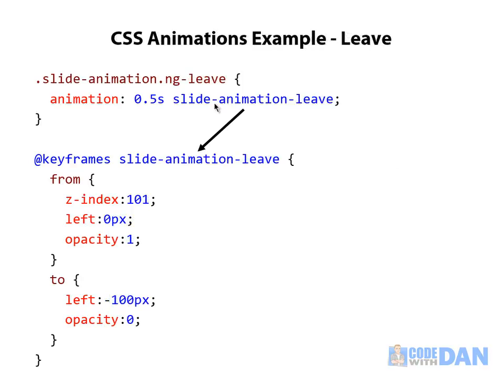Now for the leave, it's very similar. We'll give it a leave. We'll say there's an animation of 500 milliseconds, and we're going to give it our keyframe name. So in this case, we're going to go from a left of 0 to a left of -100. So this will actually slide the whole thing off, and from an opacity of 100% down to 0%. So that's an example of some of the CSS styles and the classes and properties that you're going to be applying to add these animations. So let's go ahead and see how we can get started adding that into the application itself.